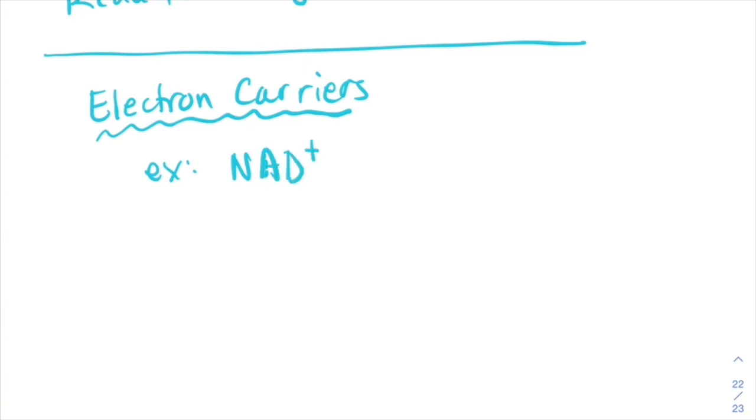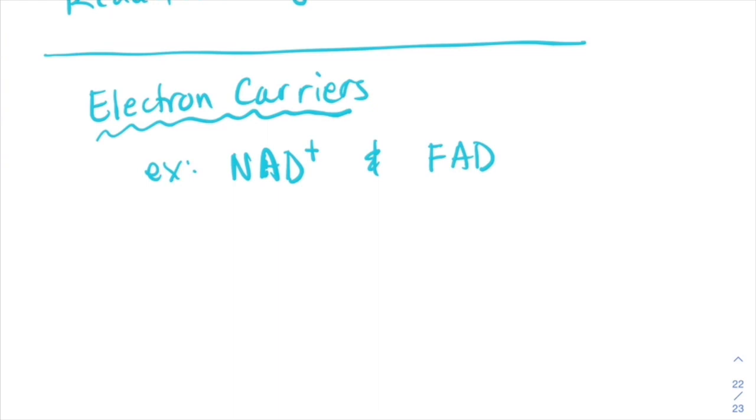NAD+ is an electron carrier. Don't worry about what the NAD stands for. It's like nicotinamide adenine dinucleotide. We do not need to write that out. No one does. And another one is FAD, and it doesn't have a plus or minus charge at all. That's flavin adenine dinucleotide. Who cares? It's FAD.